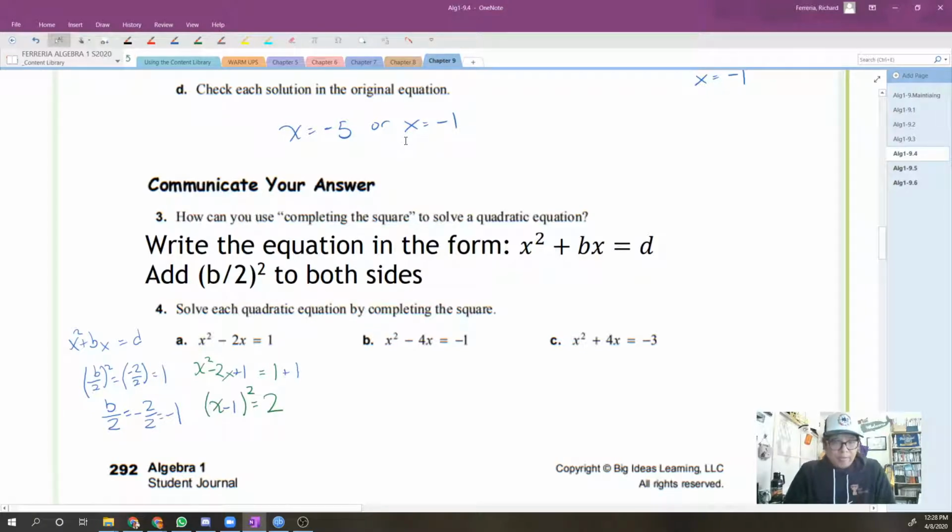So you have x minus 1 squared, which is the factored form of the polynomial on the left, is equal to 2. Next, you're going to take a square root of both sides, which gets you that x minus 1 equals the positive and negative square root of 2.